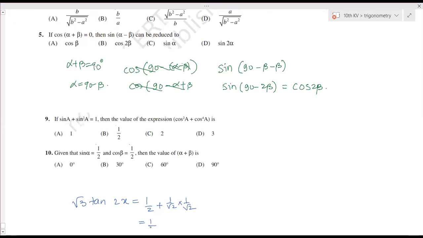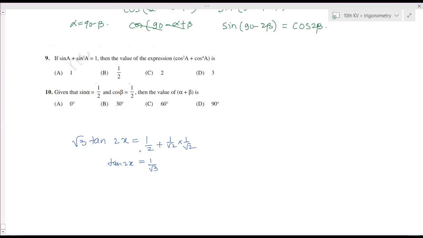This root 3 will transfer to the other side. 1 by root 3 is tan 2x. So tan of which angle is 1 by root 3? 30. So tan 30 is equal to 1 by root 3. So 2x is equal to 30, x is equal to 15. Clear? Ma'am, in the 30th question, first bit.